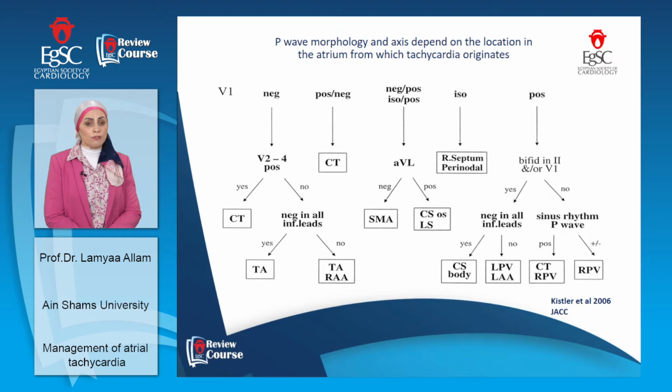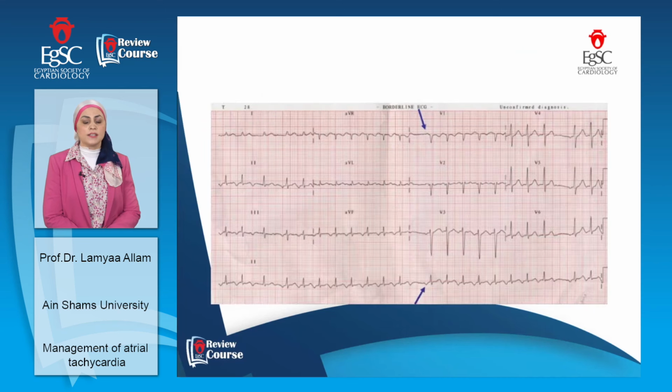If the P wave is biphasic in V1, positive then negative, starting with a positive deflection, it is a crista terminalis. If it is negative then positive, it is either from the mitral annulus or from the coronary sinus ostium, and I can differentiate between them through the P wave in lead aVL. If it is negative, it is a left-sided focus from the mitral annulus. If it is positive, it is a right-sided focus from the CS ostium.